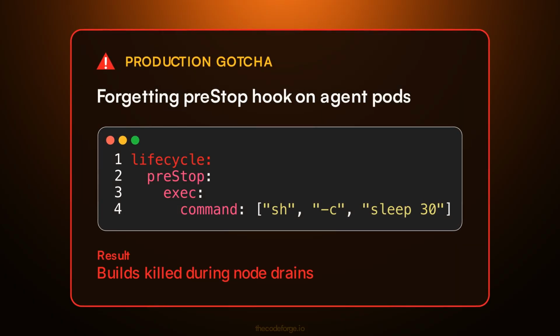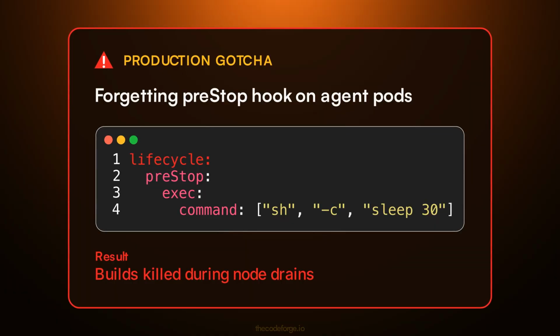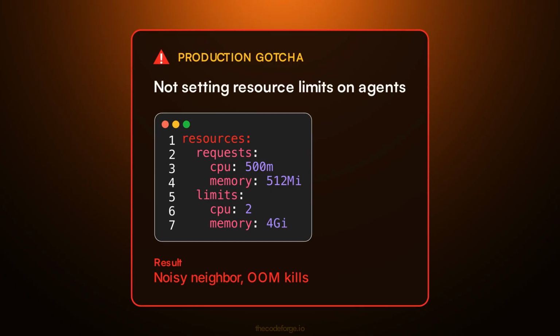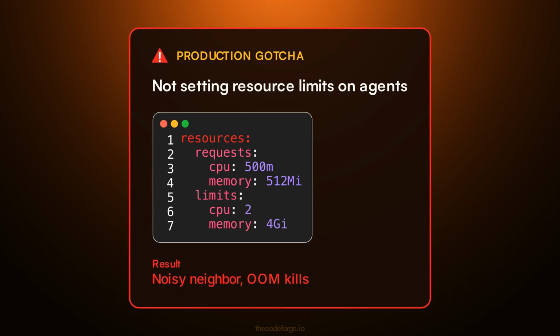This gotcha is exactly the incident we just covered. Without a preStop hook, agent pods are killed immediately on node drain, causing build failures. Always add a preStop hook to gracefully disconnect. Without resource limits, one build can consume all node resources, causing other builds to fail with out-of-memory errors or run slowly. Always set both requests and limits on agent pods.